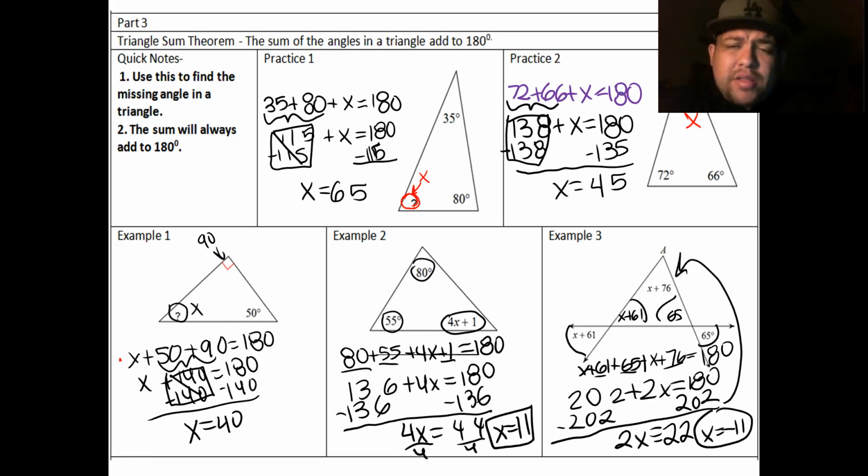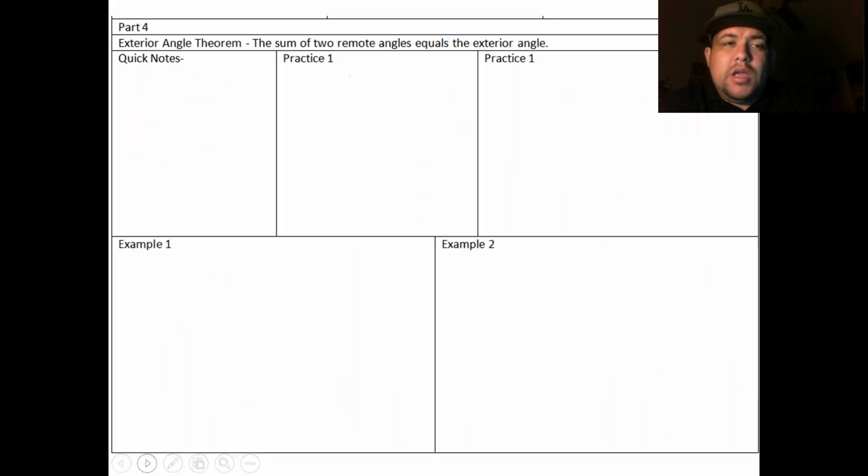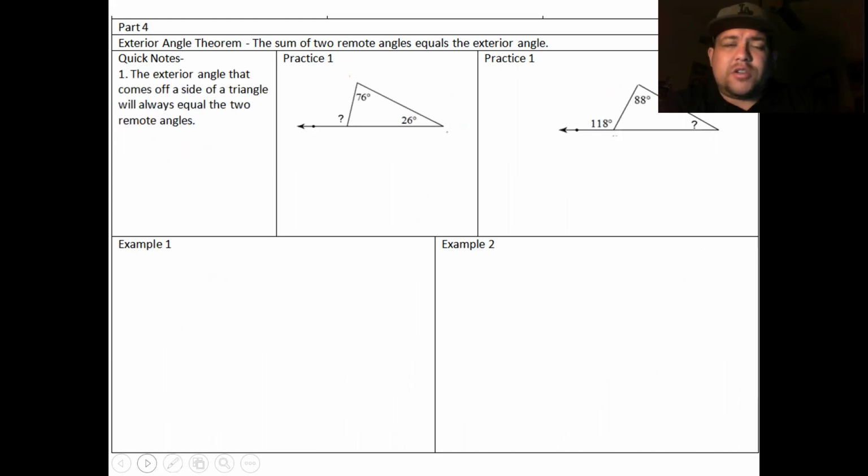The next final section that we're really going to focus on, and I really want you guys to do well on, is our exterior angle theorem, where the sum of the two remote angles equals the exterior angle. So copy those down. I'll give you guys the first couple of problems. So look at those. Those are our quick notes.